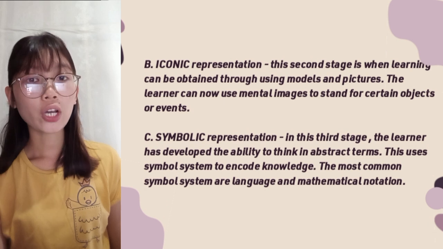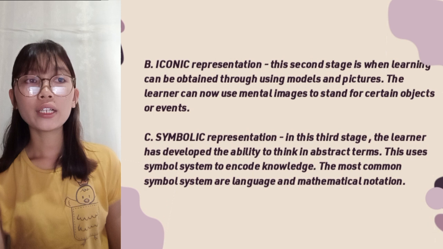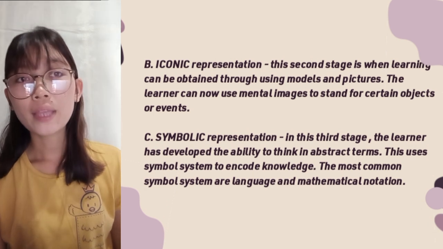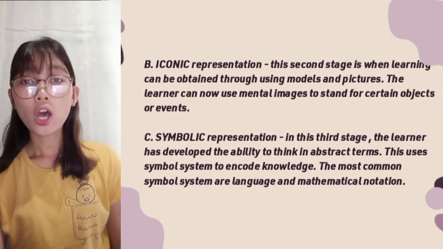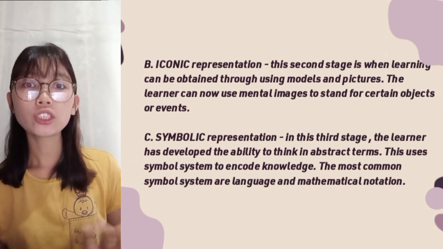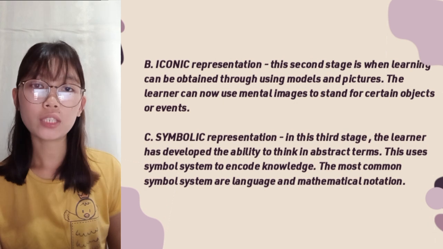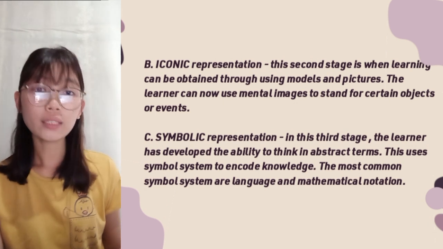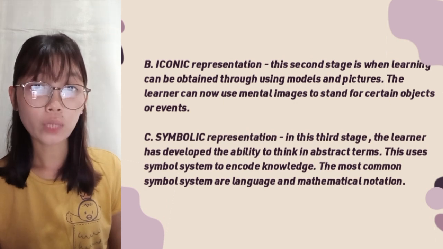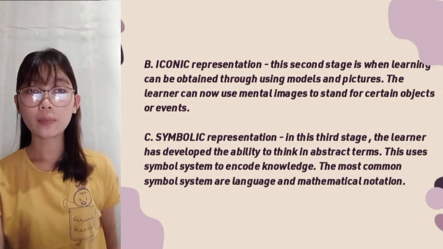Let's proceed to the iconic representation. This second stage is when learning can be obtained through using models and pictures. The learner can use mental images to stand for certain objects or events. Instead of relying on physical action, you can just show the children a visual or an image so that they can imagine, for example, the shape or the color of the object without the physical object.